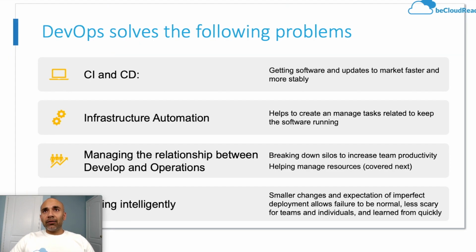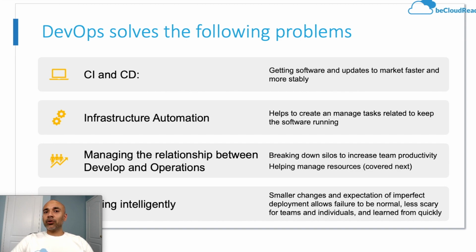Of course, DevOps solves some problems like CI/CD, as I said, because continuous integration and deployment means you are talking about faster code delivery. That is what gets software updates to market faster and more stable. And the key thing here is that because you will be implementing smaller changes, you will have fewer chances of bugs. Infrastructure automation, as I said, is API driven development in AWS.